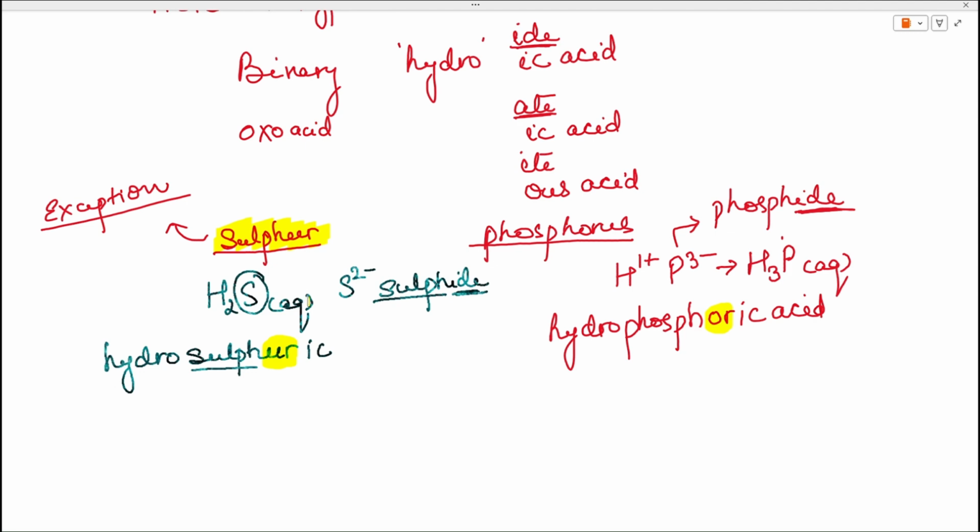Okay, so the key thing you just have to keep in mind is that when we are naming the acids of sulfur, the rest of the rules apply the same way, except for the difference that we add UR, which is there in the name of sulfur, right? And same thing for phosphorus. So OR is additionally added, though it is not present in this monoatomic ion, which is phosphide.